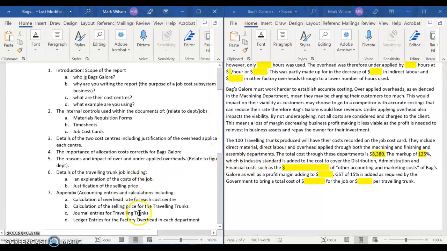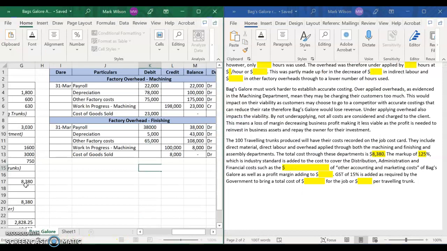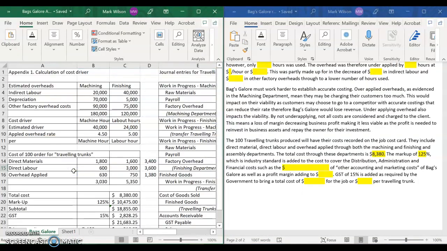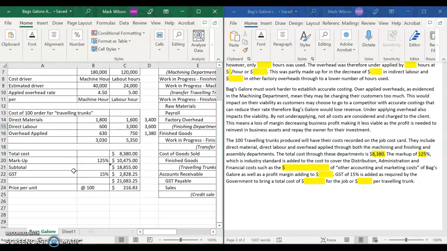This appendix here, that's the accounting entries you've done. So really we're just doing the details of the travelling trunk. That's not actually hard, because you're just linking it to these costs here. So the 100 travelling trunks include direct material, labour and overhead within the departments. The total cost is that figure there. Markup of 125%, which is standard in the industry.